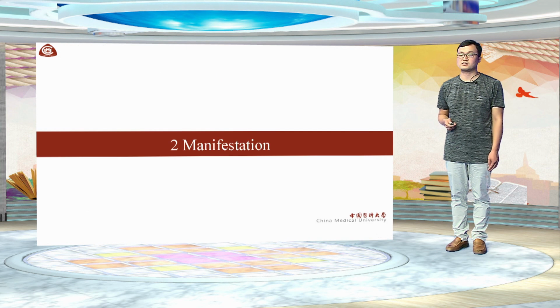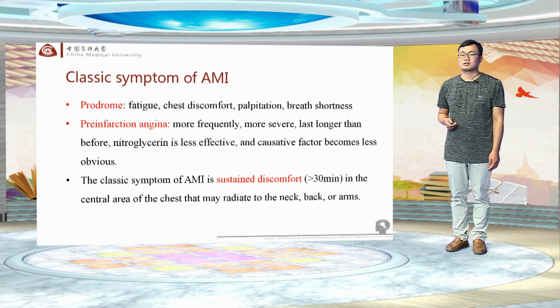Part 2, manifestation. Classic symptoms of acute myocardial infarction include prodrome, pre-infarction angina, and sustained discomfort, usually more than 30 minutes.